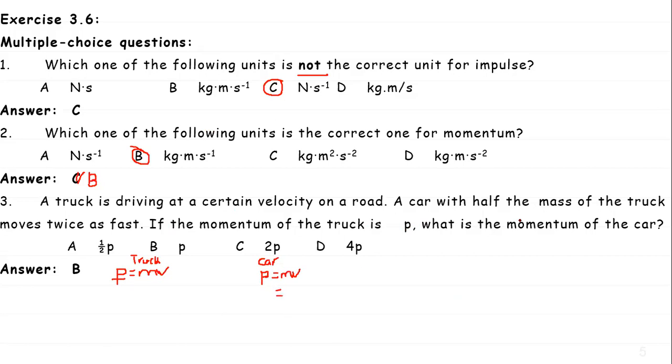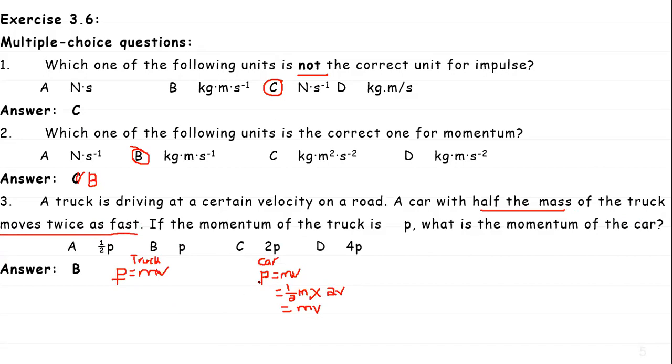Now, they are telling us that the car has half the mass of the truck. So it has half of m, multiplied by, but now they're telling us it is moving twice as fast. It means its velocity is 2 times that one, in other words, it is 2v. So if you do your mathematics, half of m multiplied by 2v is definitely going to give you mv.